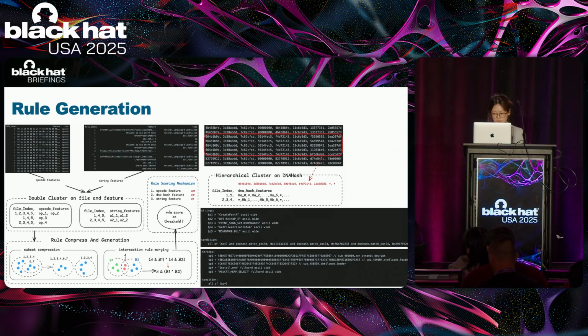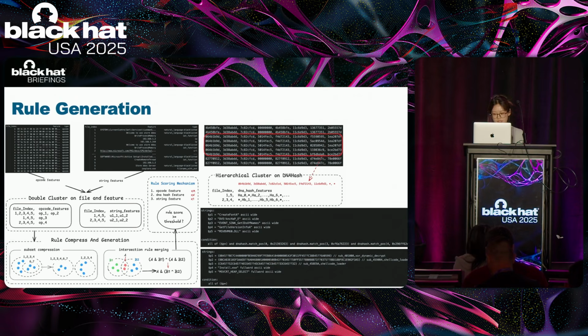After the feature extraction, filtering, and selection stages, we will get high-quality features for each sample in a malware family. For opcode and string features, we use a two-dimension clustering method based on both files and features to find frequent patterns within the family. And for the DNAHash feature, we apply hierarchical clustering, setting the maximum number of different hash segments between files to identify shared hash segments across files.